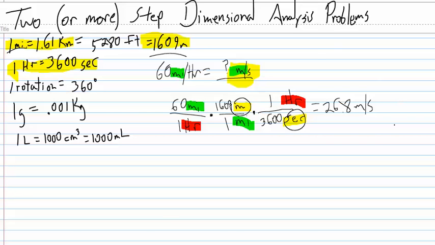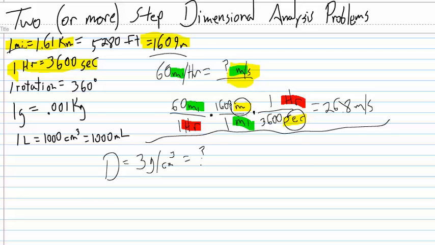I said I wanted to do two, so let me pause this for a second while I try and think of another one to do. Okay, here we go. I'm going to try and do a density problem. Let's say that we've got a density of some object. And let's say the density of this object is 3 grams per cubic centimeter. And I want to switch that into something else. I want to switch that into, instead of grams, kilograms per, how about per liter? How about that? Let's see what happens here.